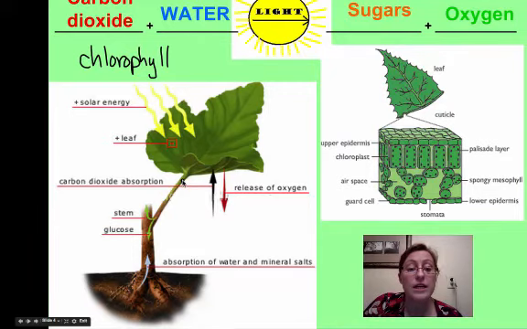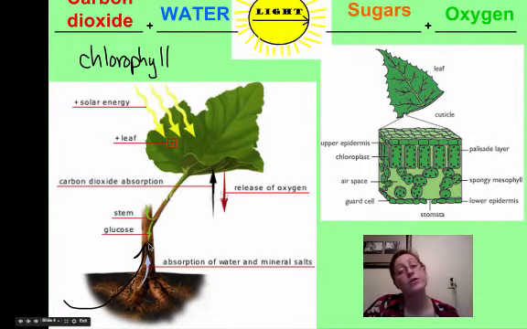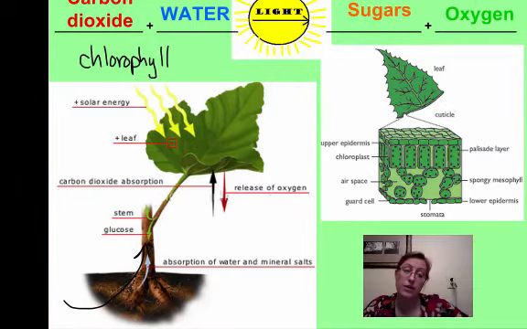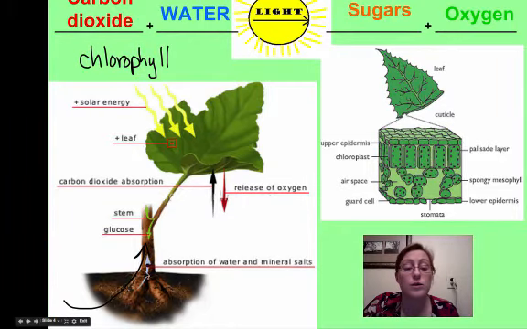Then we also have a need for water. Water is going to come in through the roots, so it's going to come in through the bottom of the plant. That's why whenever you are watering flowers in your yard, it's much more important to get the water down on the soil where the roots are so it can be absorbed. Plants will not take water in through their leaves. It's not possible. So water is going to come in through the roots.